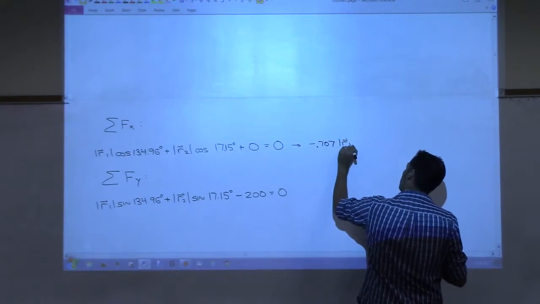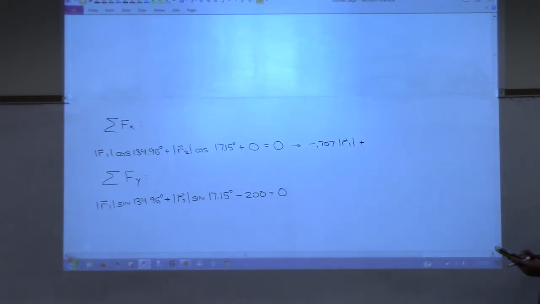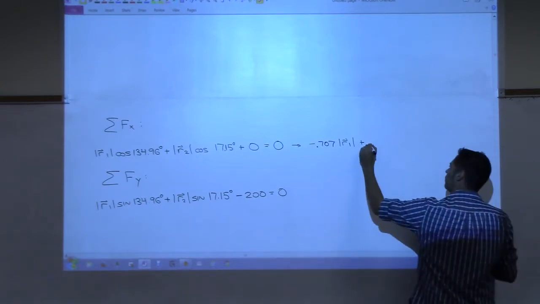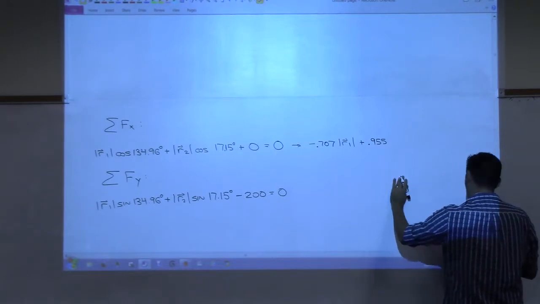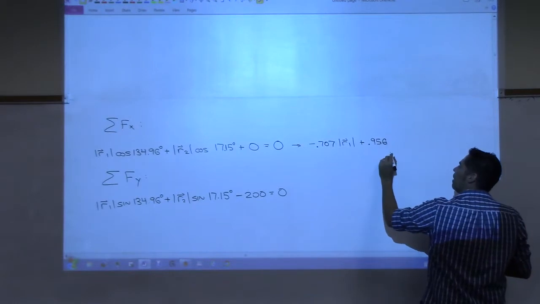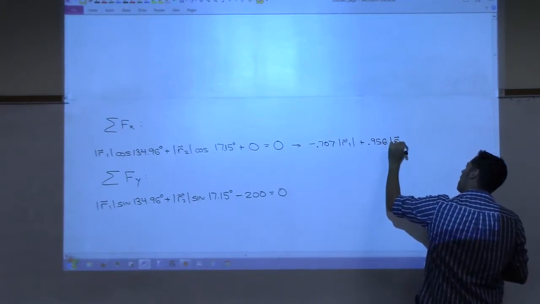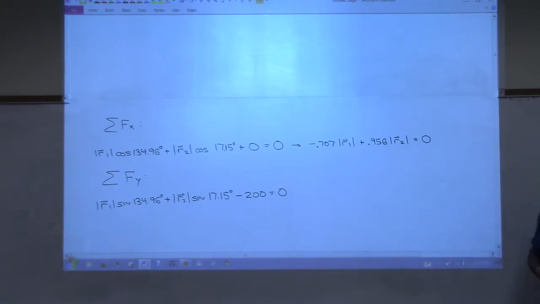Magnitude of R1 plus, well, it is going to be plus. Now I take cosine of 17.15, right? 0.9555. I'll just put 0.956 magnitude of R2 equals 0. Y'all okay with that?